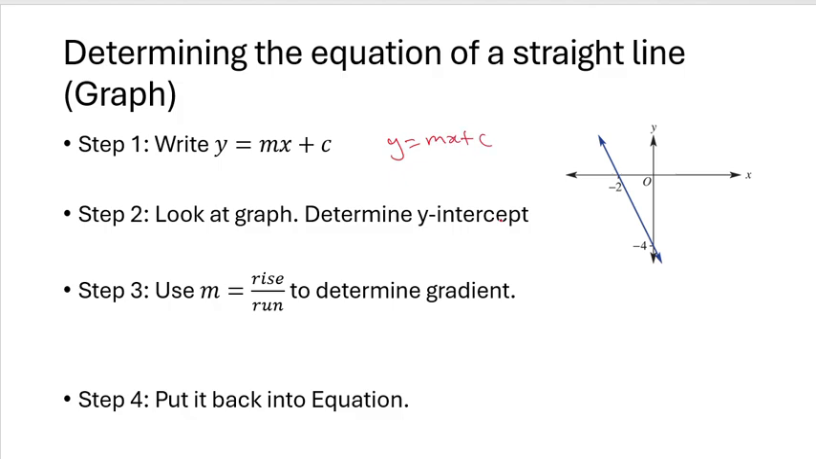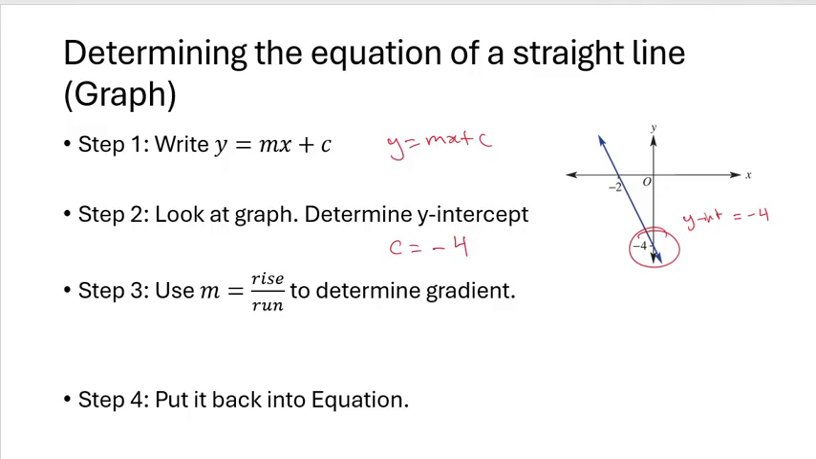Step 2 is look at your graph, determine your y-intercept. So just have a look at the graph that you're given. Just find where the y-intercept is. So we can see that the y-intercept is at negative 4. So y-intercept is at negative 4. What this means is the c value is going to be negative 4, just like that.